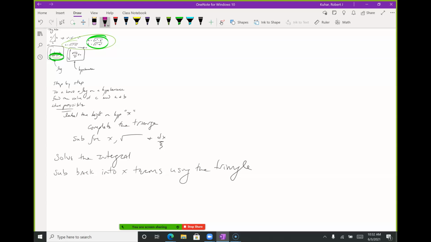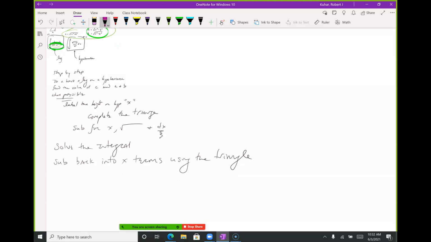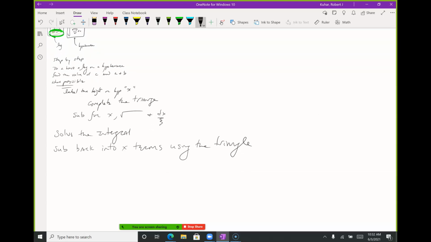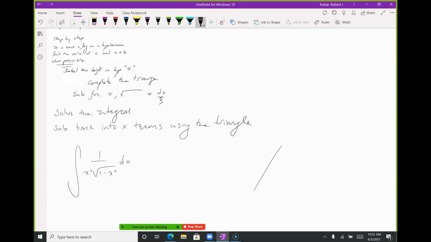Okay, let's do this first problem, see how we do, right? So I've got the integral of 1 over x squared square root of 1 minus x squared dx. I've already decided that I have a leg of a right triangle, and of course I have a right angle in there, and I have theta as my base angle, right? I have realized that my hypotenuse is 1, right? Does everyone agree with that?